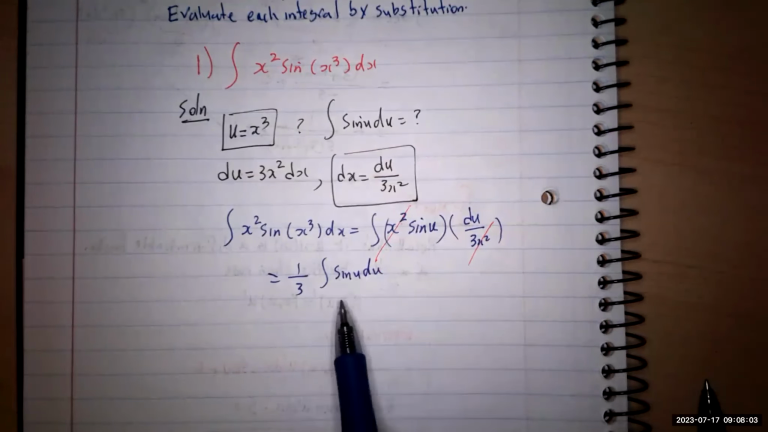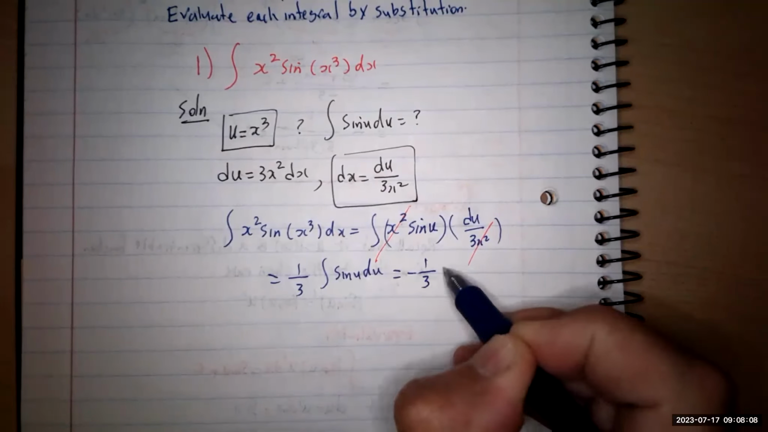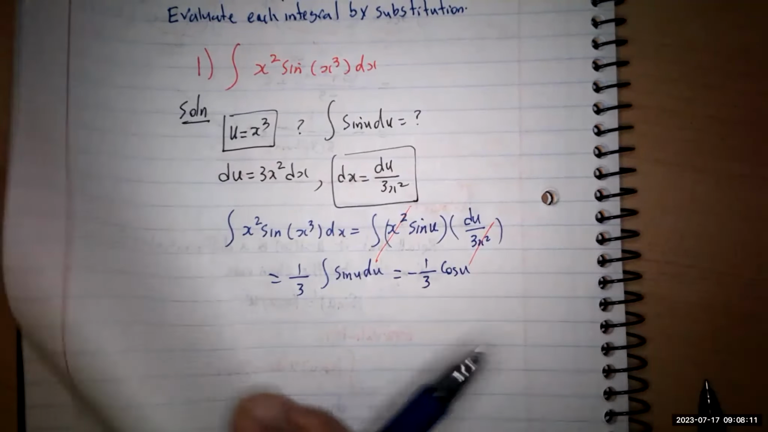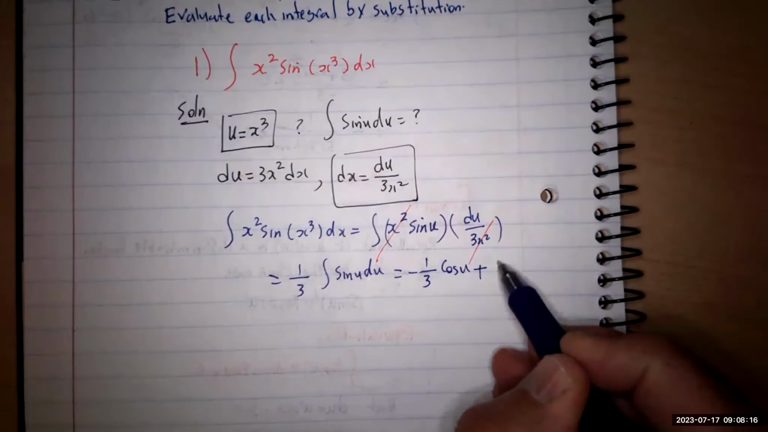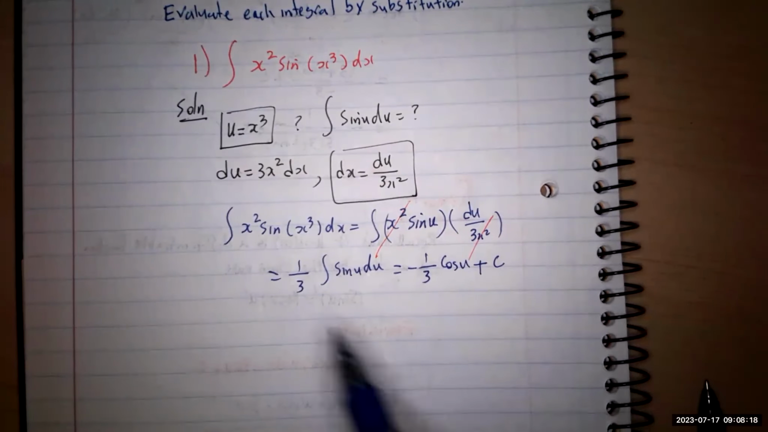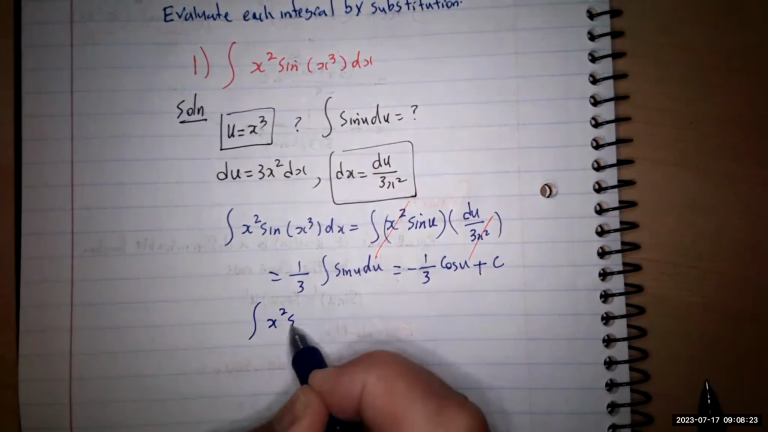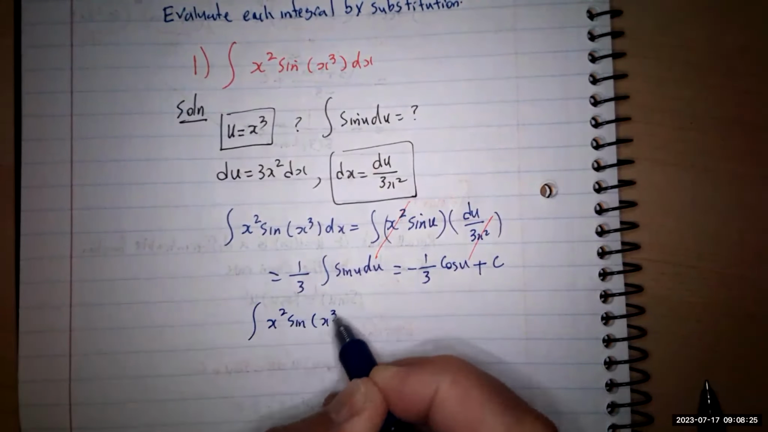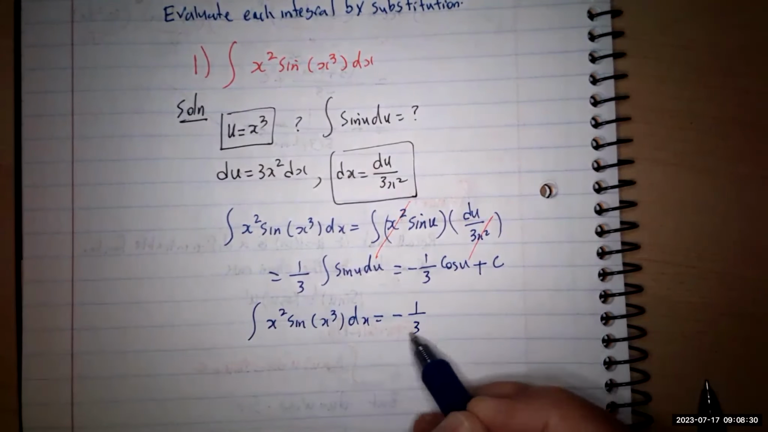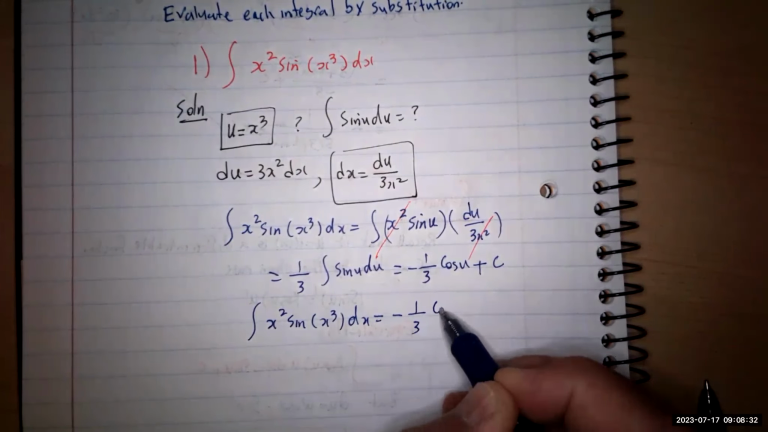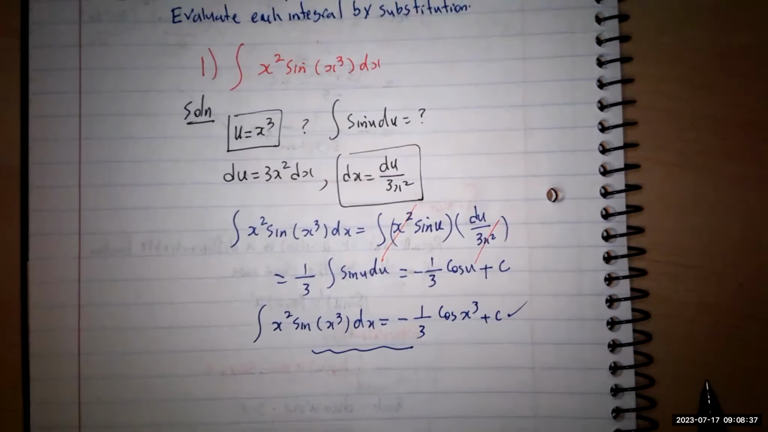Okay, and you know that the integral of sine is negative cosine. So given negative 1/3 cosine of u, you must know these formulas, plus the constant c. You substitute, your u is x cubed. So the integral of x squared sine of x cubed dx is negative 1/3 cosine of x cubed plus the constant c, and then you're done.